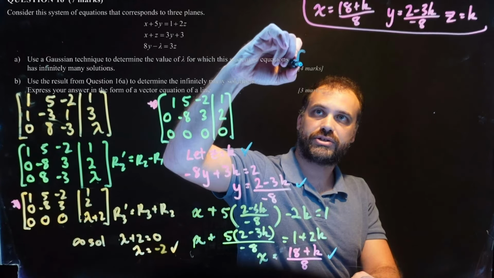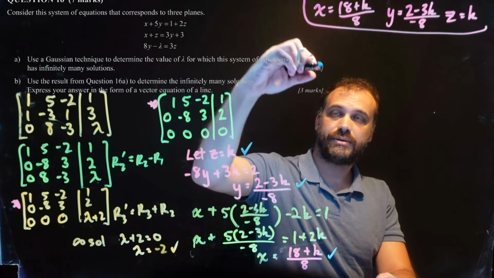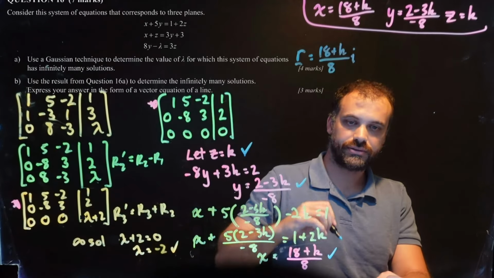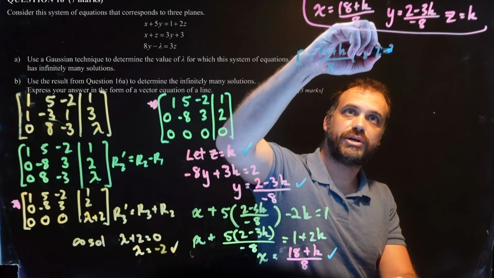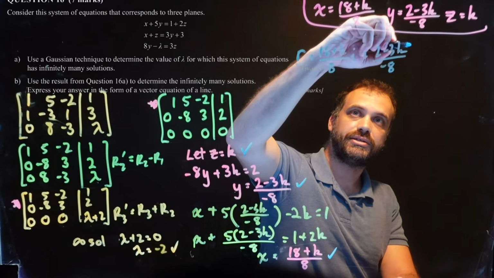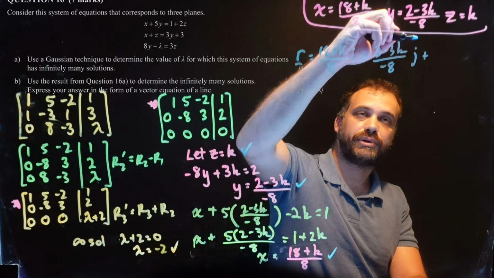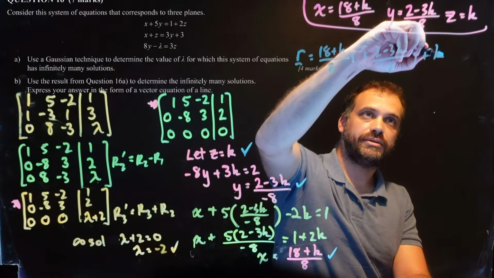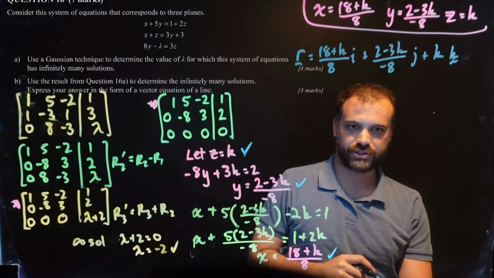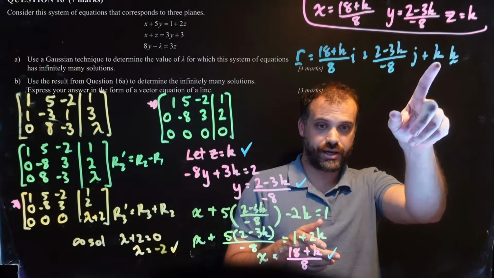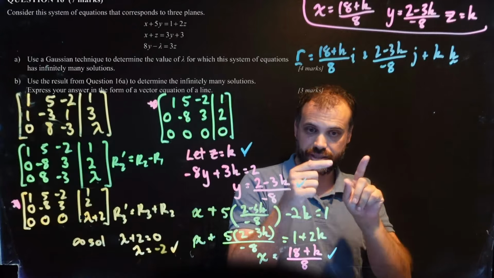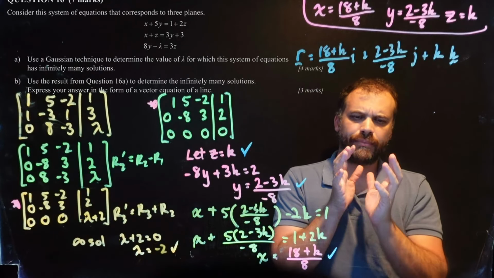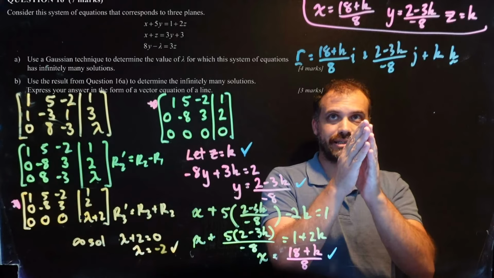So the vector equation is equal to 18 plus k on 8, i, plus 2 minus 3k on negative 8, j, plus just z equals k, right? Plus k. Oh, that's confusing. Hopefully we understand that this k is a parameter and this k is our k, our vector direction.